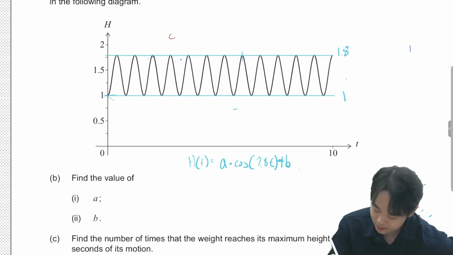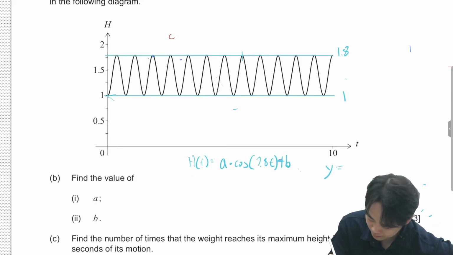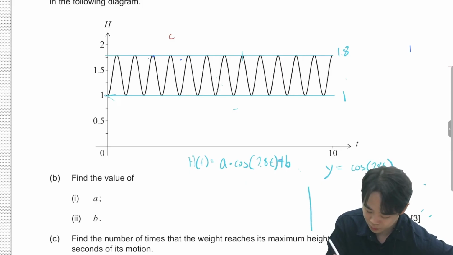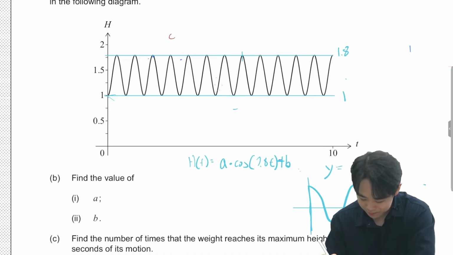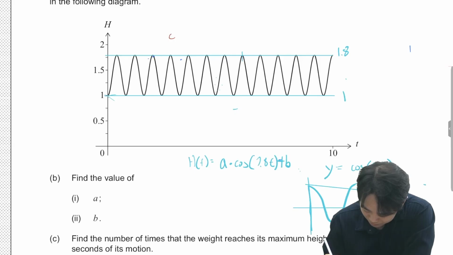So let's actually compare this to the normal cosine 7.8t. If we just had a normal cosine graph, we know that it's going to pass from the maximum to the minimum. So for every period, which is around 0.806 seconds, what's happening is that we fluctuate between 1 and -1.